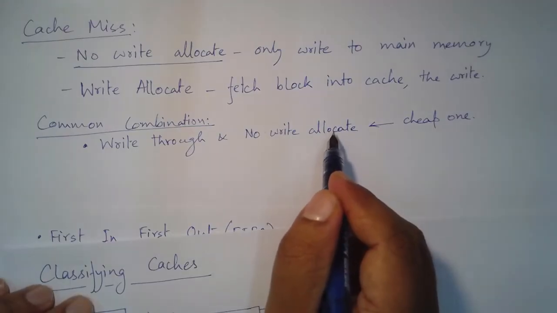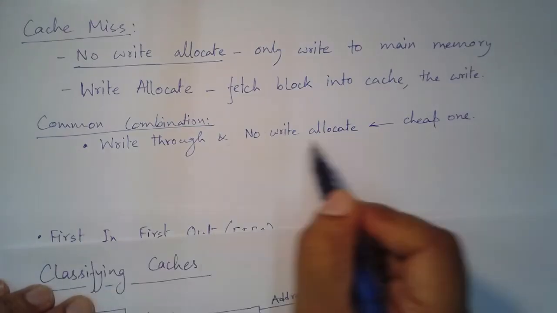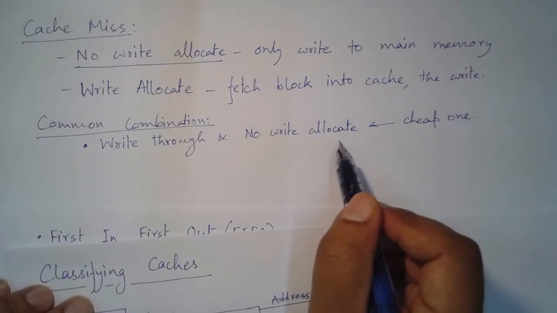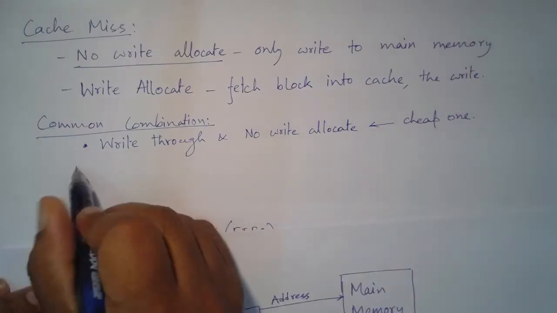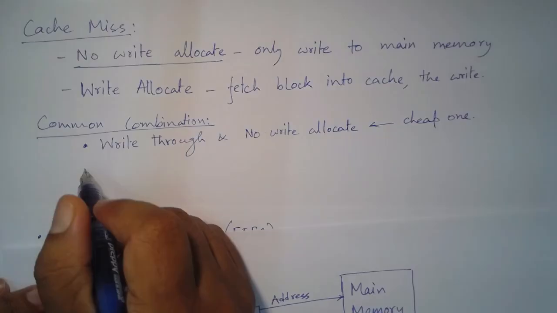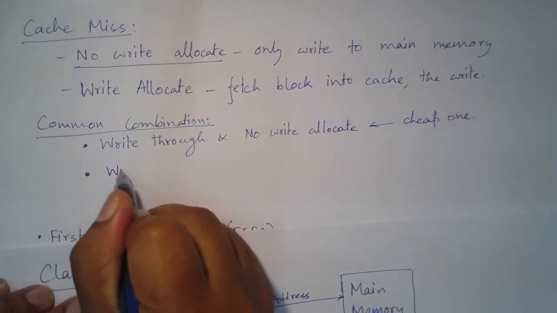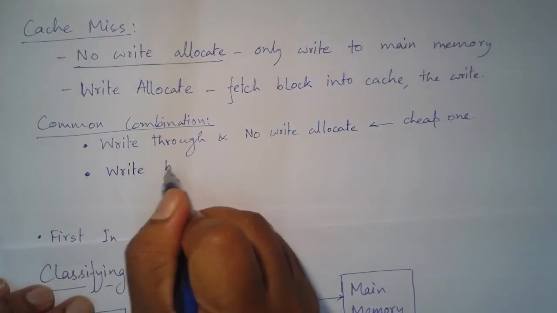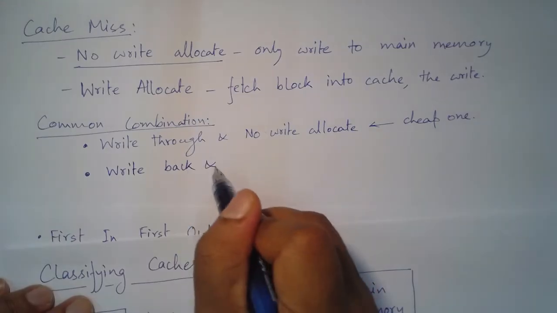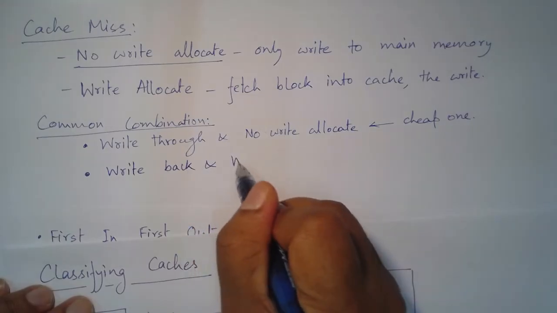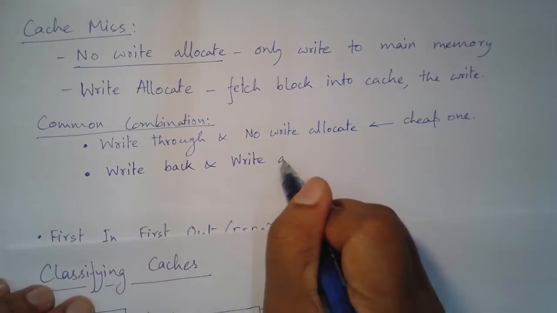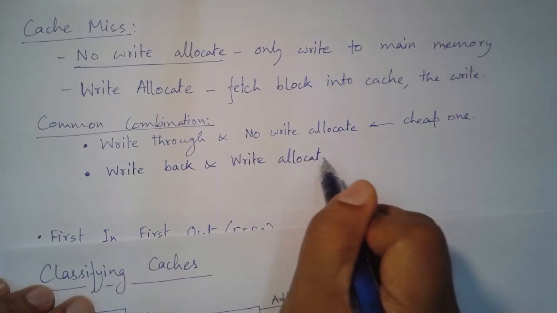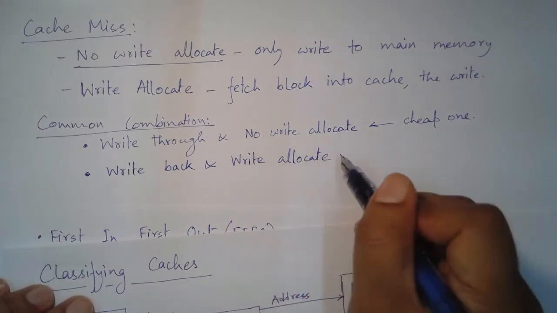This is generally used for simpler, inexpensive machines. The other combination can be write back and write allocate. Okay. This is for high performance.